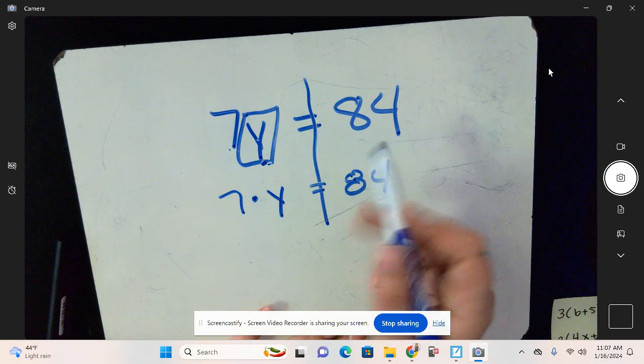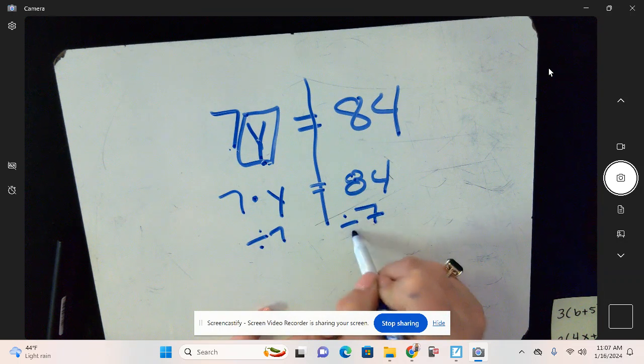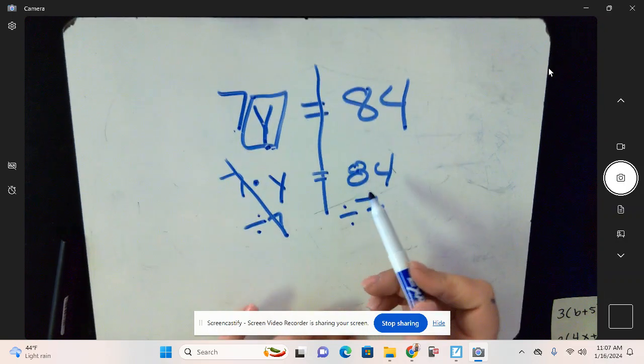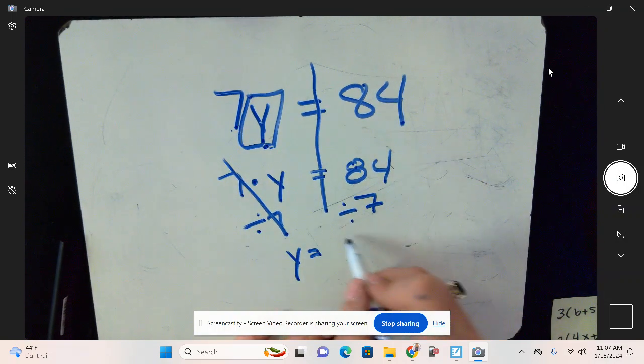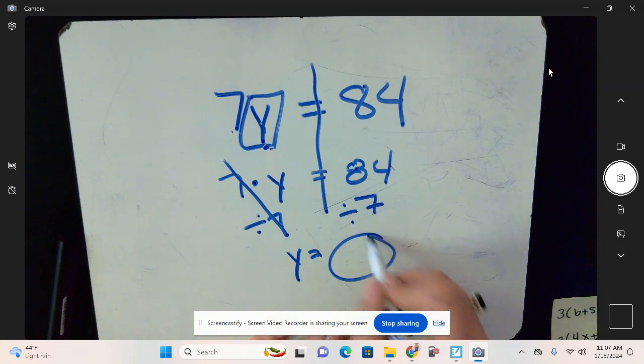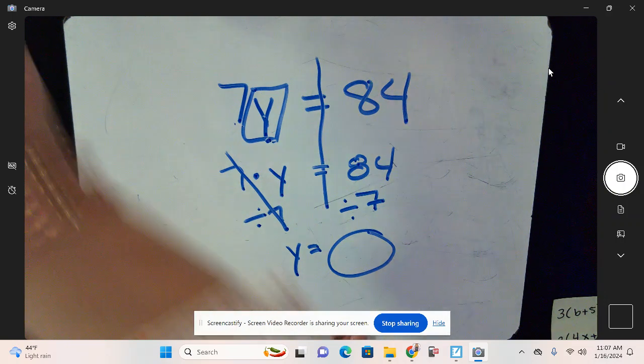So to figure that out, I can divide each side by 7. That's going to cancel out y. And 84 divided by 7, I'm going to punch that in my calculator, figure it out, and that's what my answer is. So that's number 6.